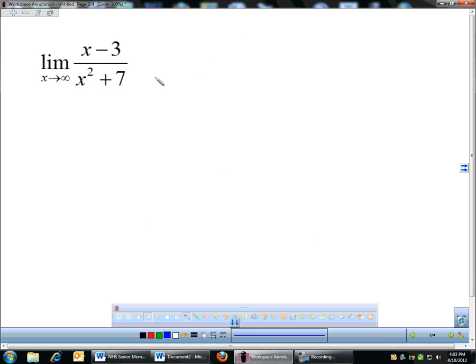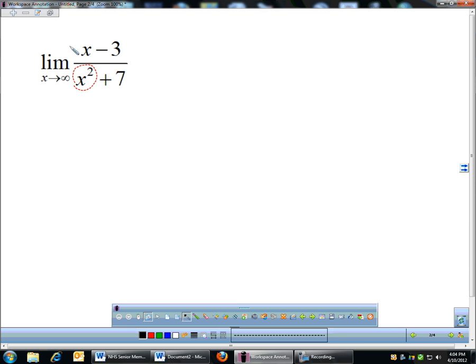And I just have 3 problems that I wanted to look at. The first one is the limit as x approaches infinity of this thing. This is what you call a rational function. It's one polynomial divided by another polynomial. The way we solve infinite limits is we look at the denominator. We have an x squared and we have a 7. You choose the term with the highest exponent. In this case, it's x squared.